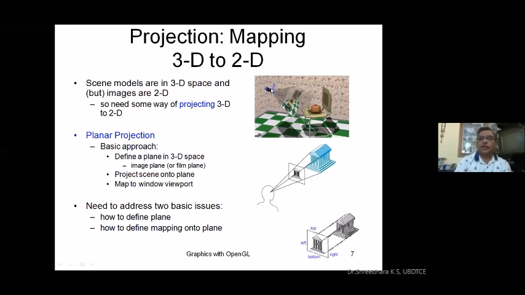So the camera is positioned. You are interested in taking the photo of a particular object, so we have to project it. That is planar projection. There is a basic approach here: in 3D space, a plane or film plane is defined, and you project this scene onto the plane of your interest.